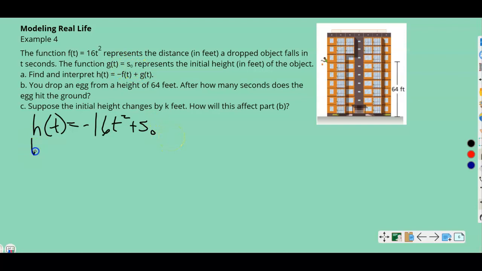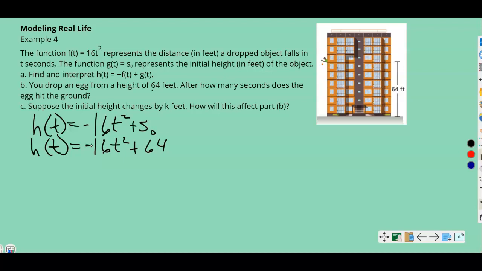So let's say h of t equals negative 16t squared plus, and we're going to put the initial height of 64 feet, because that's how far off the ground. You can see the person hanging out the window here getting ready to drop the egg. All right, now that we have the function, what do we want to do with that? We know that the initial height is 64 feet, and we're trying to figure out how many seconds it's going to take for that egg to hit the ground.